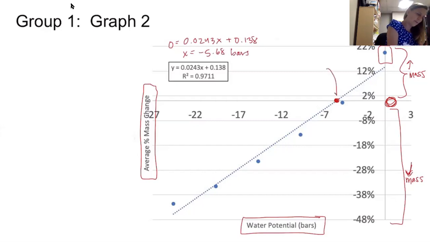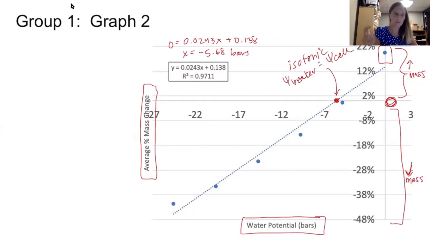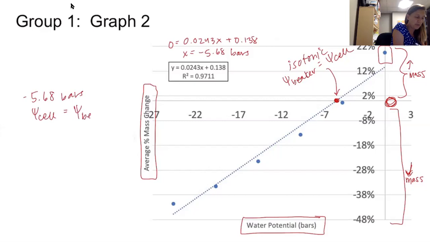That represents the spot where the solution was isotonic, meaning the water potential in the beaker was equal to the water potential in the cell, or in the potato, all right? So at negative 5.68 bars, water potential in the potato was equal to the water potential of sucrose in the beaker. And therefore, there was no mass change and it was isotonic.